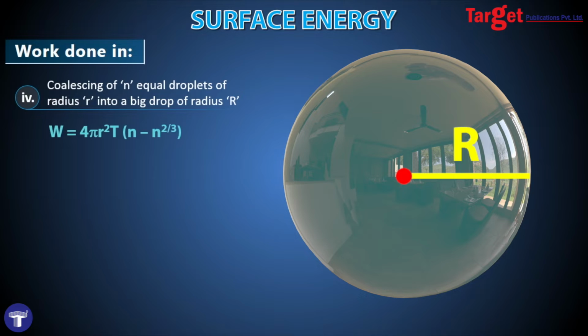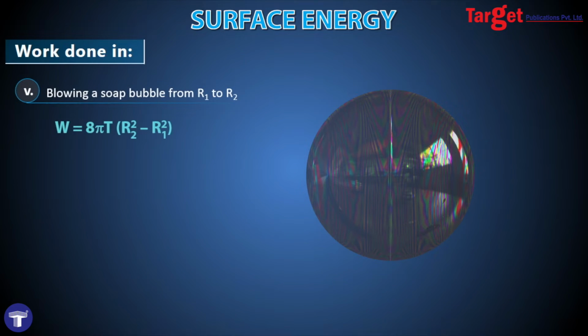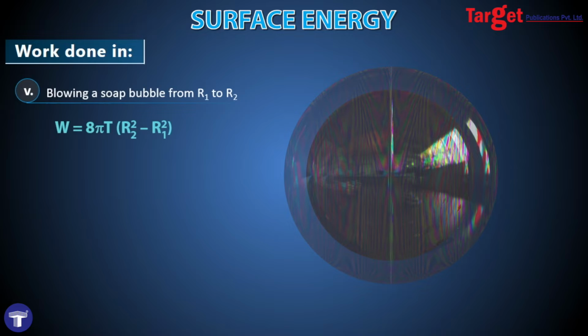Now so far we were only talking about the work done in increasing or decreasing the surface area of a drop. What is different between a drop and a bubble? The difference is that a drop only has one free surface, that is the surface lying on the outside, and therefore we were only considering the increase in surface area of the outer surface. However, when we talk about a bubble, the bubble has a free surface on the inside and a free surface on the outside, and therefore we will talk about the increase in surface area of the inner sphere and the increase in surface area of the outer sphere.